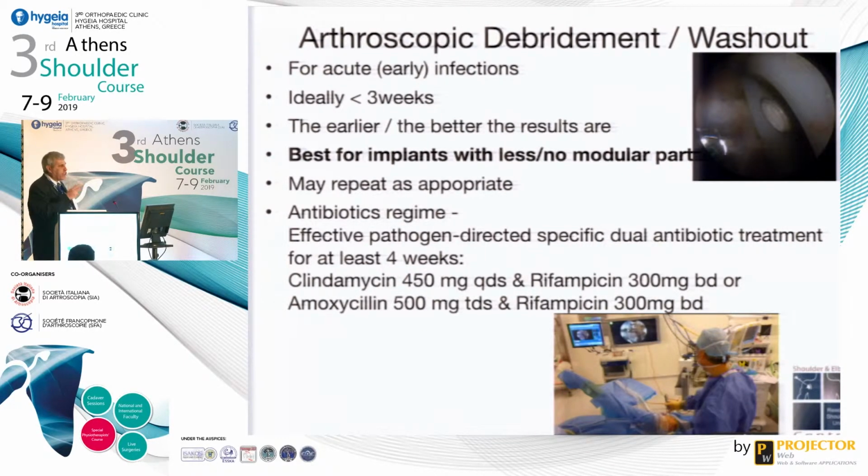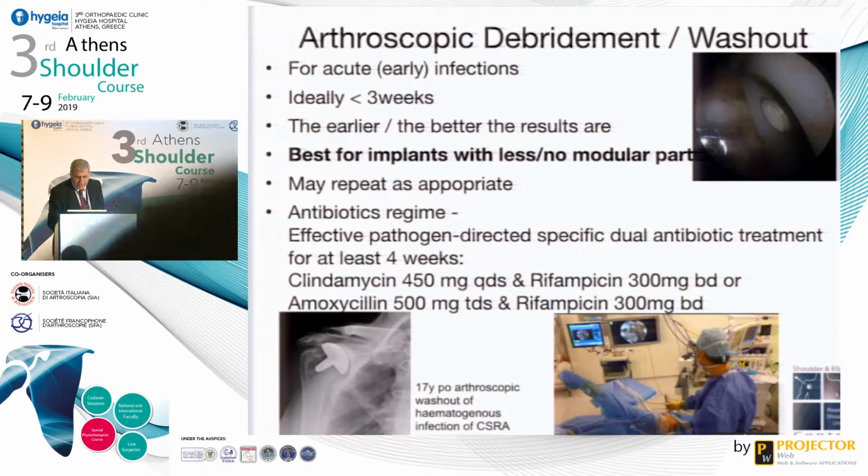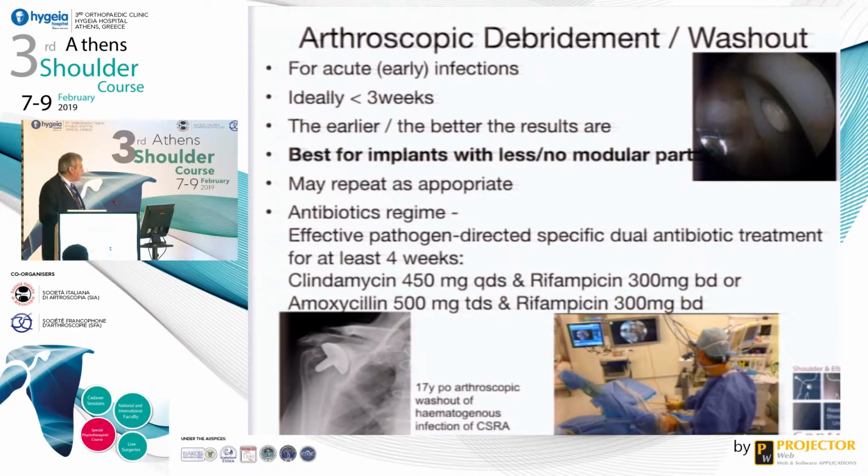So whatever you do, it's dual antibiotics, either clindamycin and rifampicin or amoxicillin with rifampicin, because this actually covers the P. acnes as well. And you can see here, this patient is 17 years after she had an arthroscopic washout for hematogenous infection after urinary tract infection affected her resurfacing. And I washed her early.